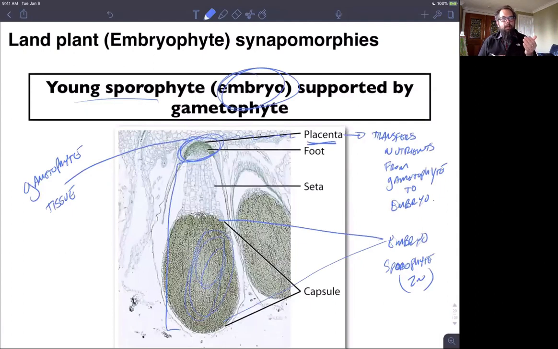That is an important thing, and actually is where the alternate name for land plants comes from. If you recall, we call land plants embryophytes. We call them embryophytes because the embryo is one of the synapomorphies, the embryo being supported by that gametophyte. That's why we call these embryophytes.